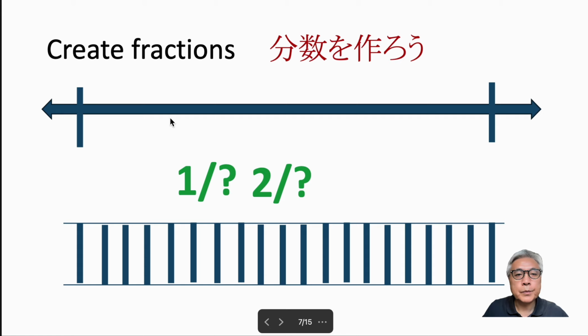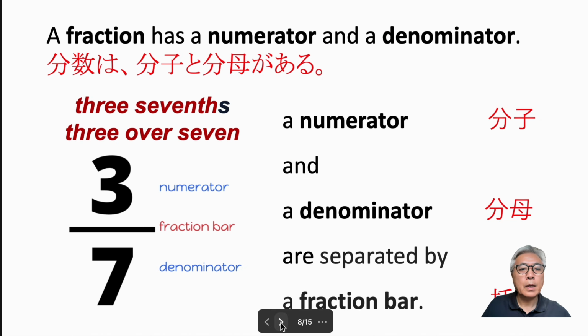Okay, let's try it yourself. Alright. Later, please write the number line and try to create your own fractions. Alright. Before that, anyway, I will give you some basic information.